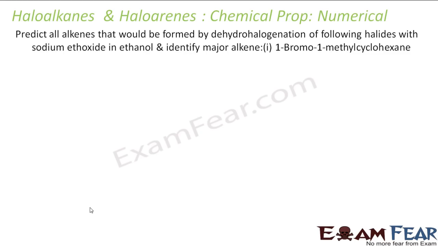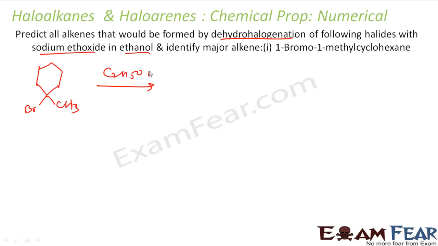Predict all the alkenes that would be formed by dehydrohalogenation of following halides with sodium ethoxide and ethanol, and identify the major product. So I have 1-bromo-1-methylcyclohexane. So let me draw the structure. Let me draw bromine here and CH3. The cyclohexane, at one position I have a bromine and methyl. Now it says sodium ethoxide, C2H5ONa, that is, this is a very strong base. Ethanol solution, C2H5OH, that is, it is a protic solvent. So it is a protic solvent.